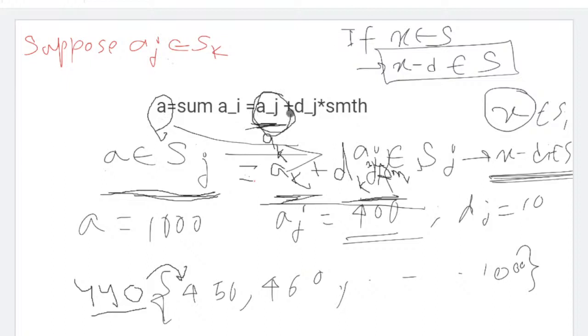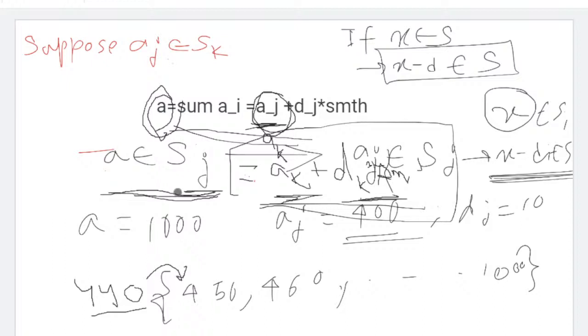Assume, by contradiction, that this holds for some other k as well. Then you can write a is equal to ak plus dk into something, right? Yeah, I get the point. Basically ak plus dk into something exists in sk, but we know that a can only exist in sj. So this actually proves it, and it's direct from writing it in this form.